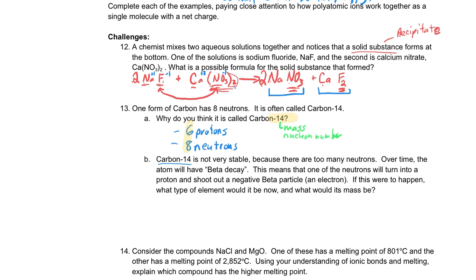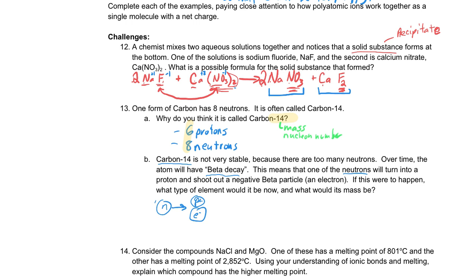So over time, there will be what's called beta decay. This means that one of the neutrons will turn into a proton and shoot out a negative beta particle. Now this is kind of crazy. So what it's saying is a neutron is going to turn into a proton and an electron. Now that should be okay because you recognize that a proton is positive and an electron is negative, so they still add up to be neutral like the neutron was.